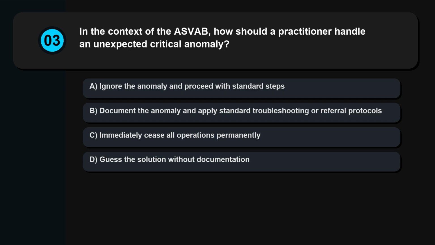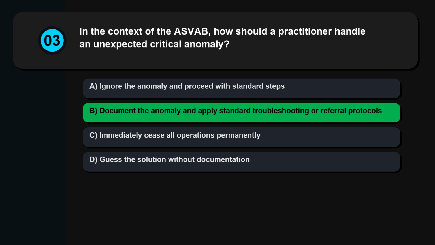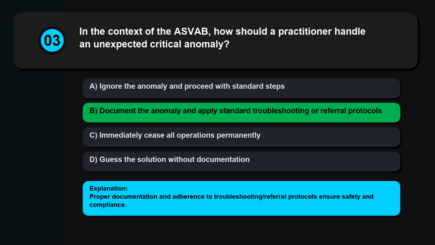Question 3. In the context of the ASVAB, how should a practitioner handle an unexpected critical anomaly? Ignore the anomaly and proceed with standard steps. Document the anomaly and apply standard troubleshooting or referral protocols. Immediately cease all operations permanently. Guess the solution without documentation. Proper documentation and adherence to troubleshooting/referral protocols ensure safety and compliance.